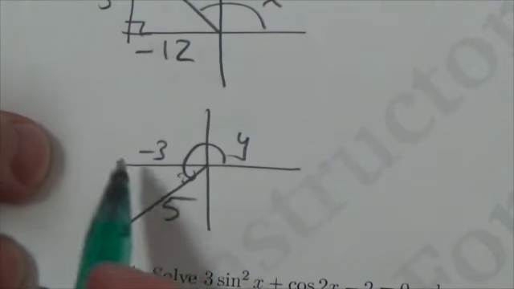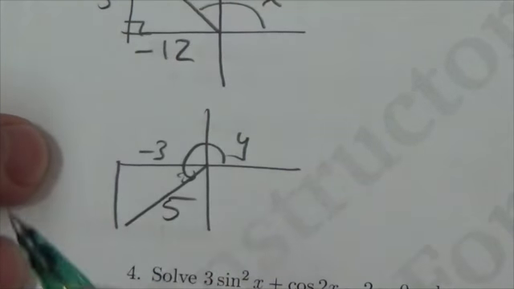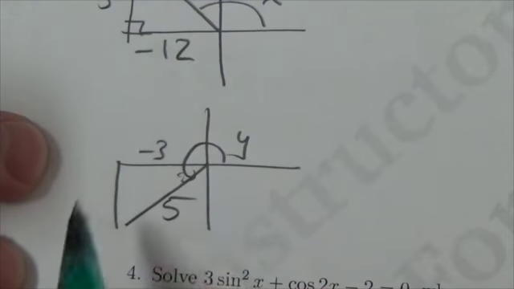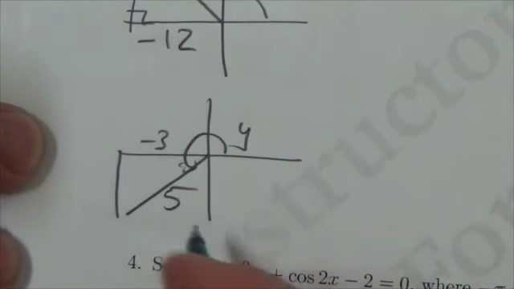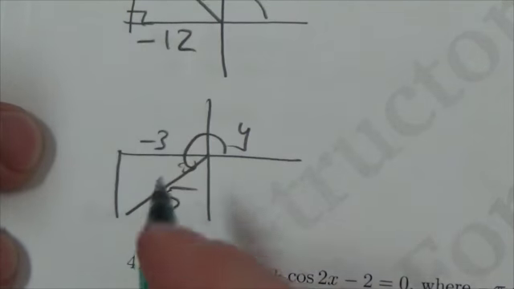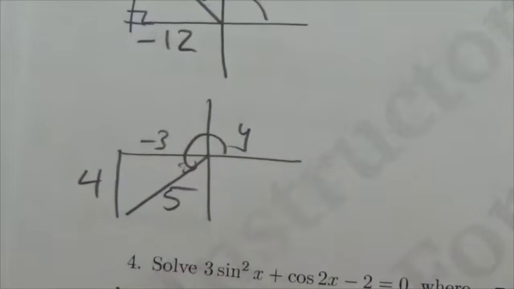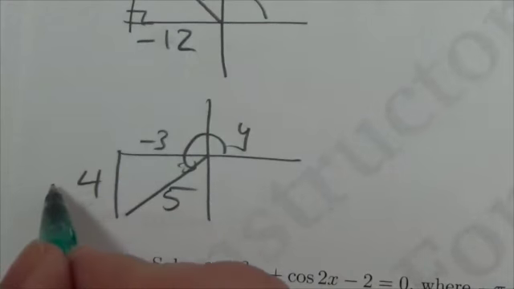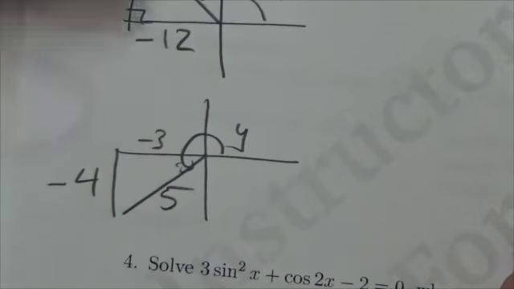Now again, when you see information like this, they're trying to push you towards finding that missing side here. Again, that's just an application of the Pythagorean theorem, 5 squared minus negative 3 squared. This is going to be 4, but more than that, it's going to be negative 4 because it's in the third quadrant. All right, now let's keep reading here.